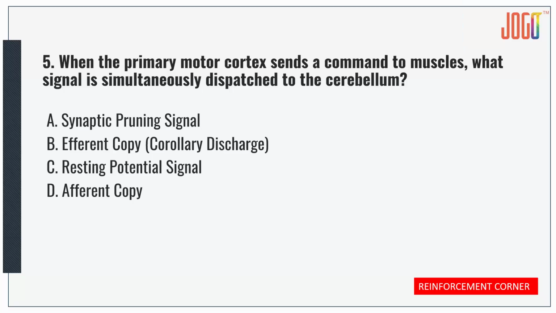Yeah, thank you so much. Let's look at the answer. The answer is efferent copy or corollary discharge. So now the cerebellum gets a copy of this message about the intended movement.